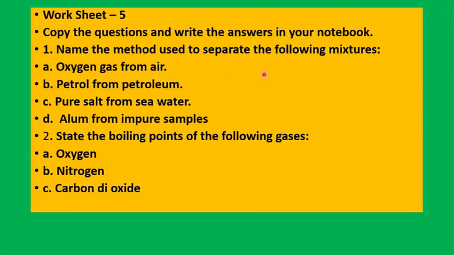Now this is a worksheet question. So read it, understand it and then attempt it. You have to copy the question and write the answers in your notebook. Here, name the method used to separate the following mixtures. Go through the notes and then write it down: oxygen gas from air, petrol from petroleum, pure salt from seawater, alum from impure samples. And now the second question, you have to state the boiling point of the following gases: oxygen, nitrogen and carbon dioxide. Hope you all remember this.